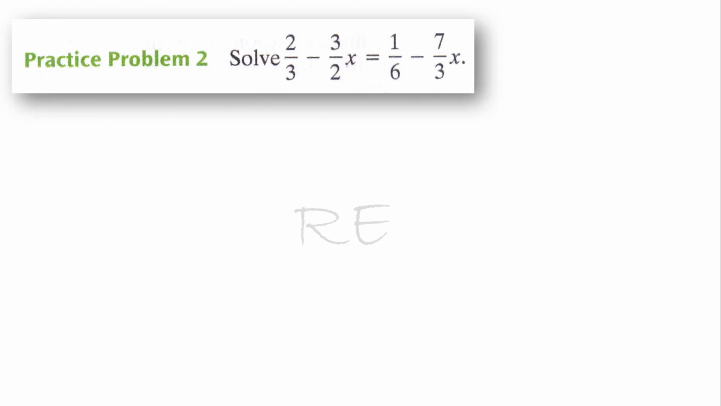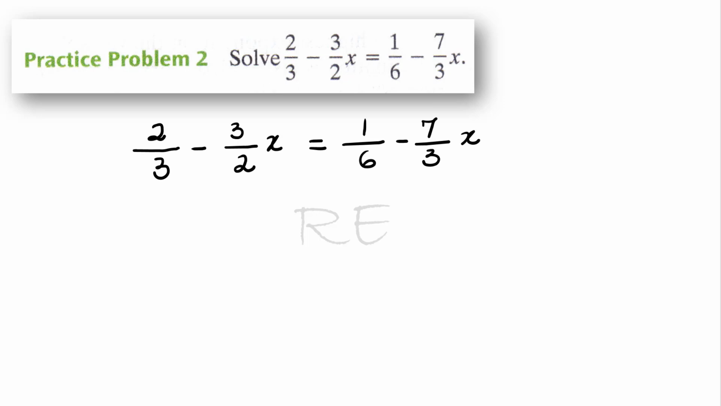Solve 2/3 minus 3/2 of x is equal to 1/6 minus 7/3 of x. First, we're going to look for the LCD between 3, 2, 6, and 3. So 6 is a multiple of all 4. Therefore, the LCD is 6. Notice that 6 is 2 times 3 and 6 times 1.